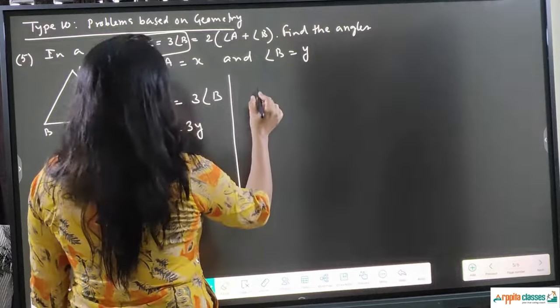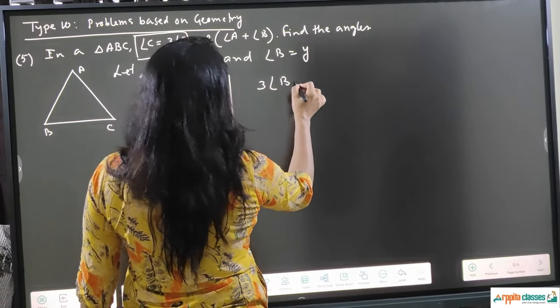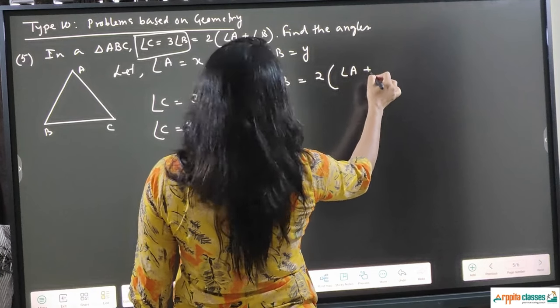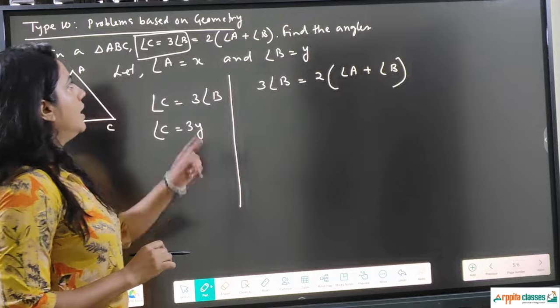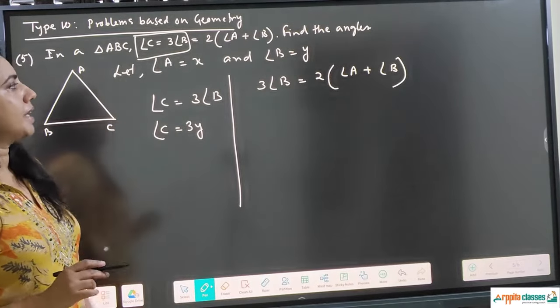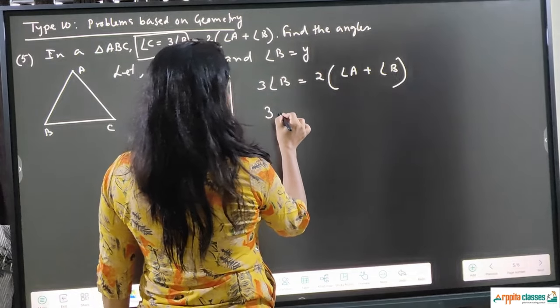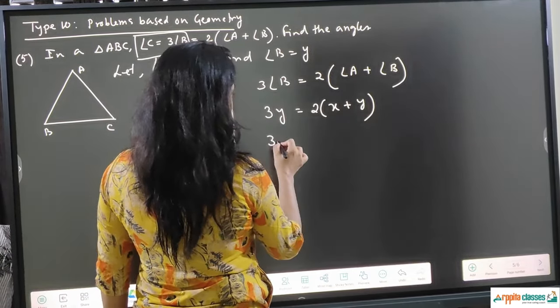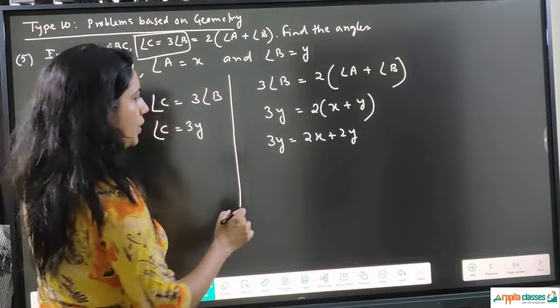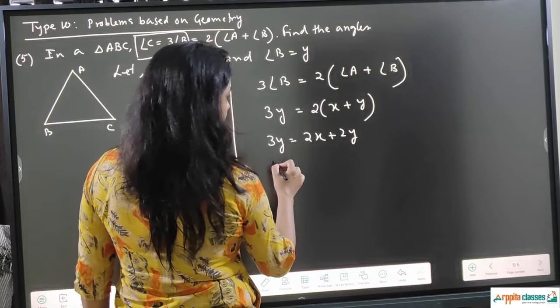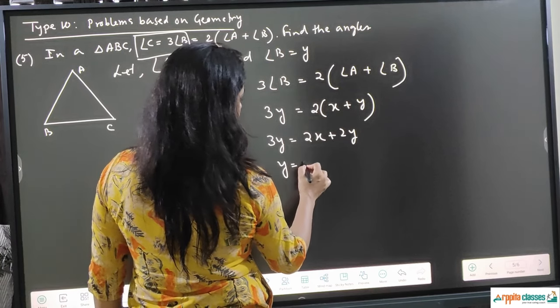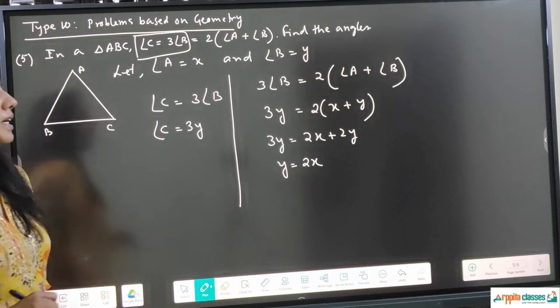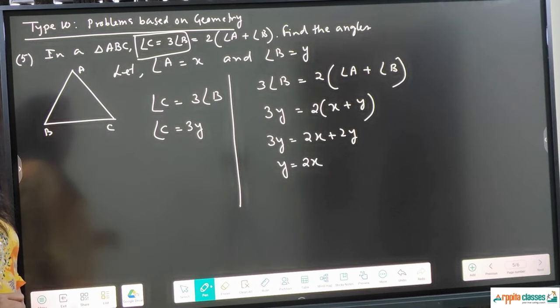Second thing, if I apply this criteria, that is thrice of B is equal to twice of angle A plus angle B. From here I get thrice of y is equal to 2 into x plus y. So from here 3y is equal to 2x plus 2y, and therefore I'll get y this side, 3y minus 2y, so y is equal to 2x I get. 3y minus 2y is y. y is equal to 2x I get.